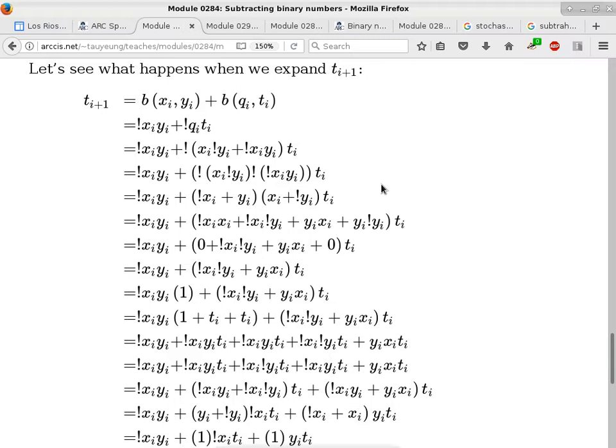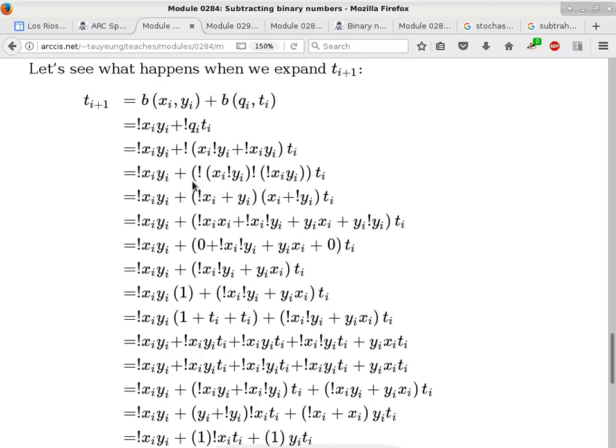The borrow function is the only difference between addition and subtraction, because in addition we have the carry function, which is a simple conjunction. The borrow function has to negate the minuend, but keep the subtrahend the same as what it is. So from this first row to the second row, it's just expanding b. What did I do from the second row to the third row? From here to here, I expand qi, very good. What about from the third row to the fourth row?